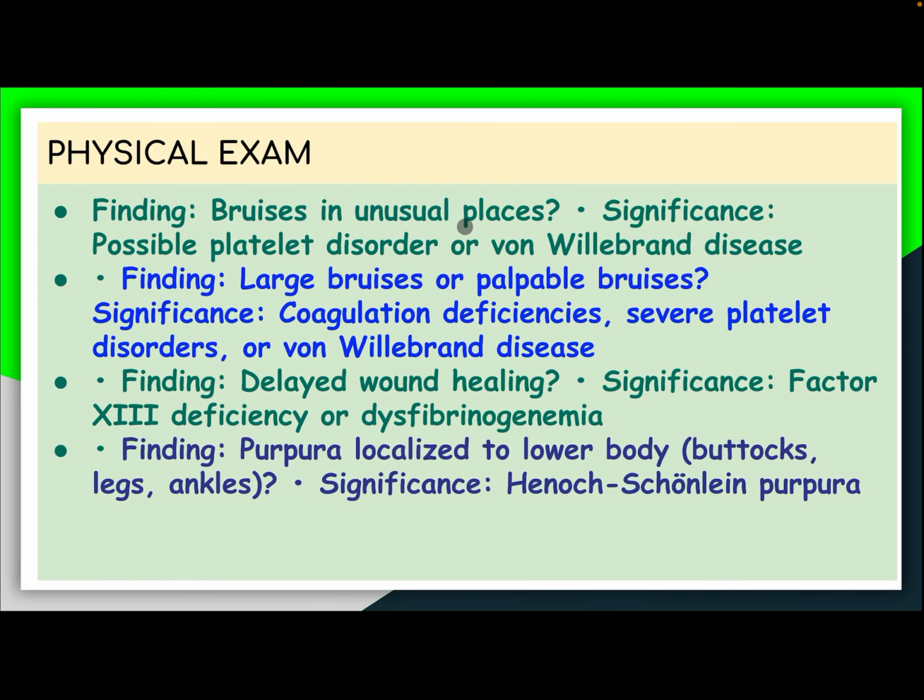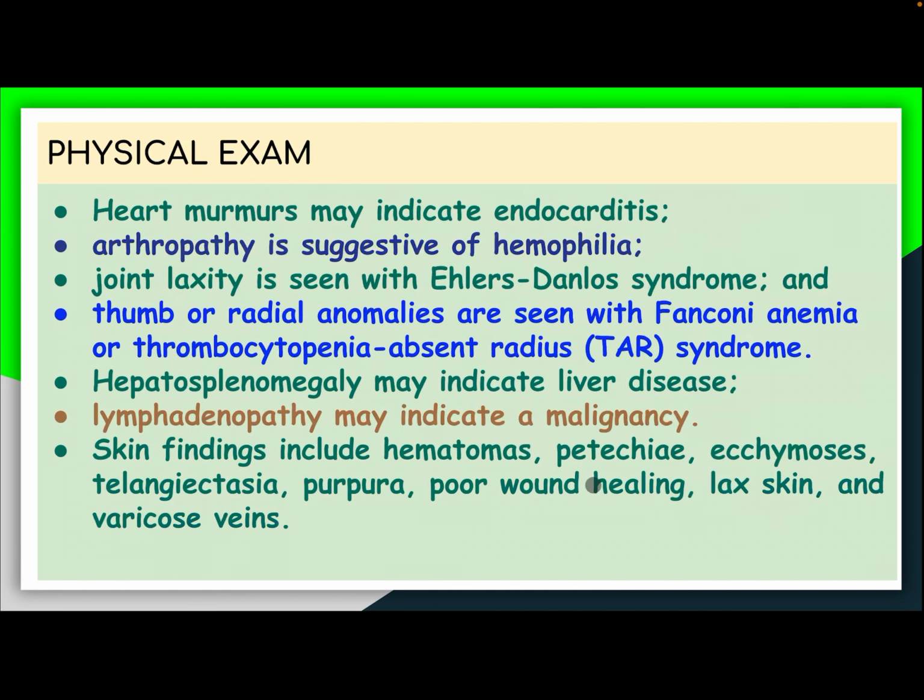Finding bruises in unusual places, significance: possible platelet disorder or von Willebrand disease. Finding large bruises or palpable bruises, significance: coagulation deficiency, severe platelet disorder, or von Willebrand disease. Finding delayed wound healing, significance: factor 13 deficiency or dysfibrinogenemia. Finding purpura localized to the lower body like buttocks, legs, ankles, significance: maybe Henoch-Schönlein purpura.